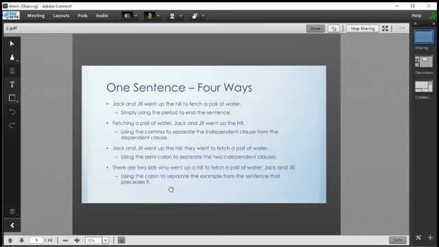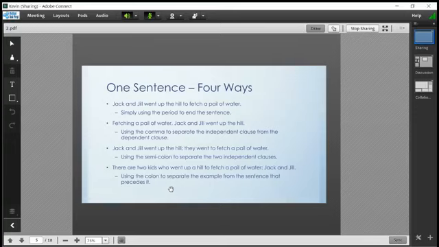All right, so I'm going to take a look at one particular sentence here. I'm going to take it and rewrite it 4 ways, punctuated accordingly. So we have the basic one, Jack and Jill went up the hill to fetch a pail of water. There we just have a period ending the sentence. Here, with the next example, fetching a pail of water, Jack and Jill went up the hill. So fetching a pail of water would be the dependent clause, and Jack and Jill went up the hill would be the independent clause.